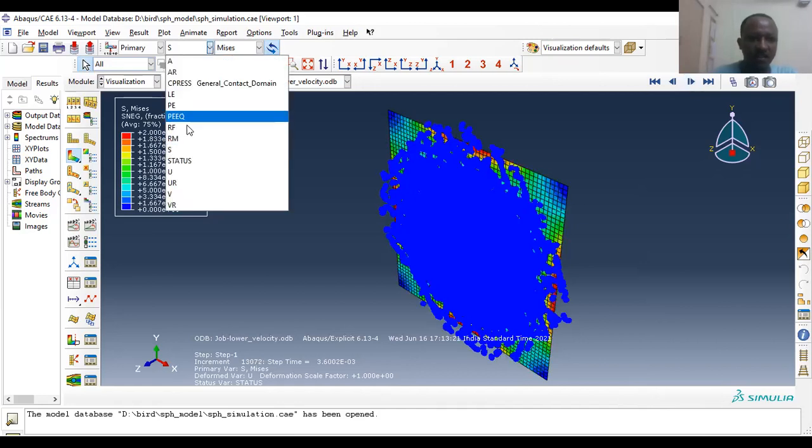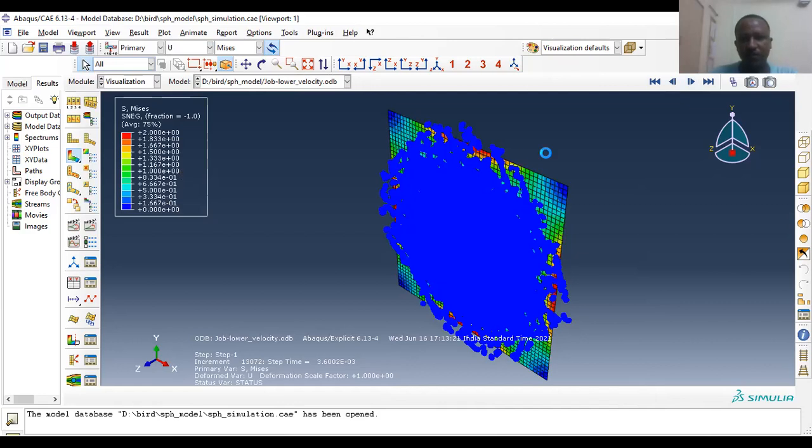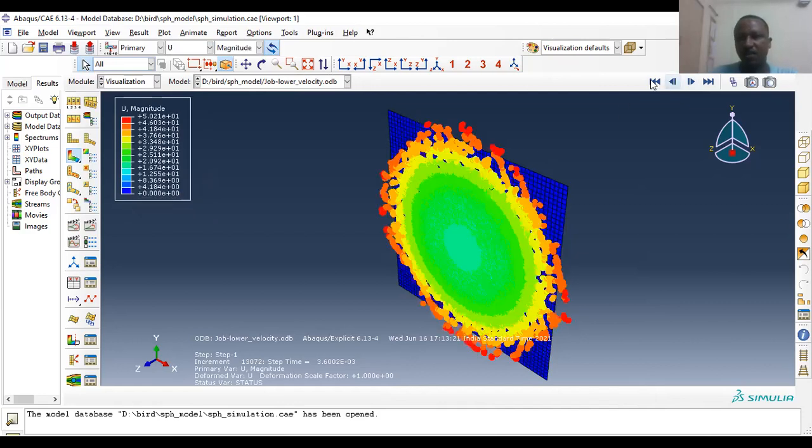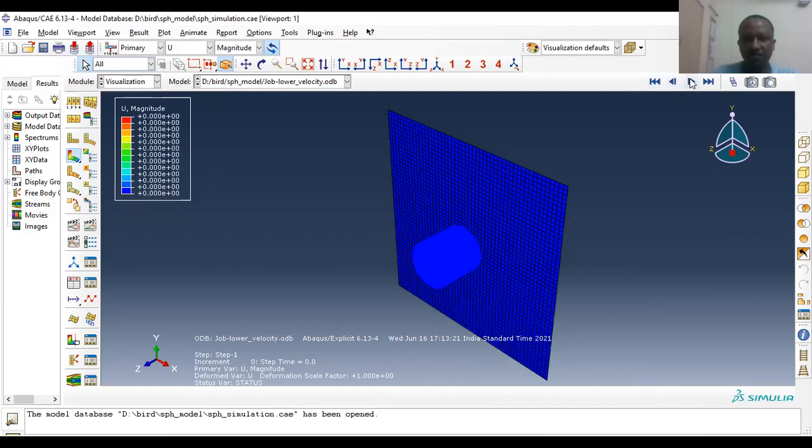More clearly, let's see it in the U profile. This will show us better. Yeah, it is splashing over the surface again.